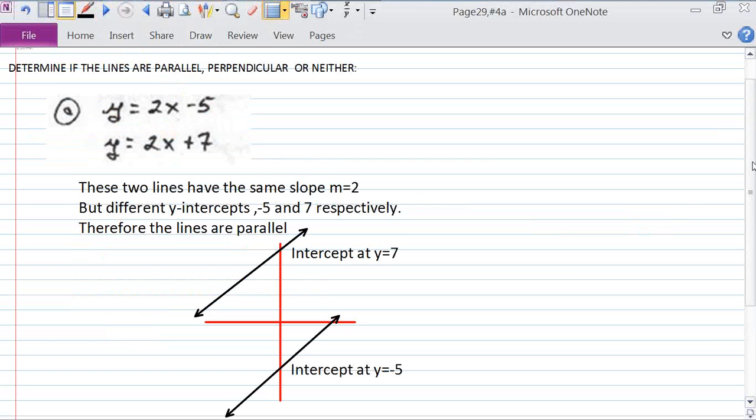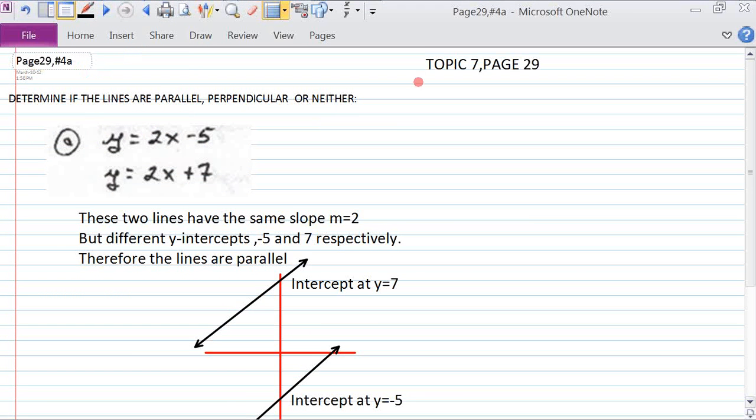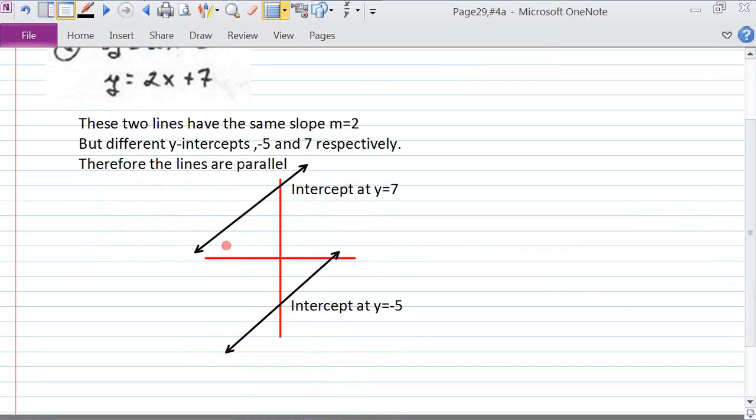Here we're given, it's problem 29 number 4a, we're given equations of two lines, y equals 2x minus 5 and y equals 2x plus 7, and we're asked to determine if the lines are parallel, perpendicular, or neither. So in this particular case, we have the two lines, which are drawn in black with the double-headed arrow, and although they're not drawn perfectly, I mean to show that they are parallel.